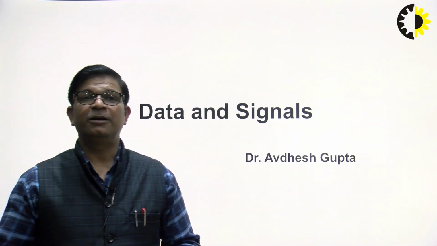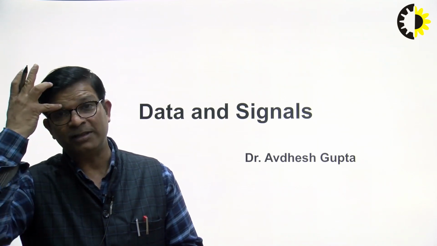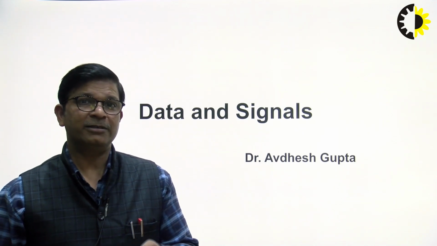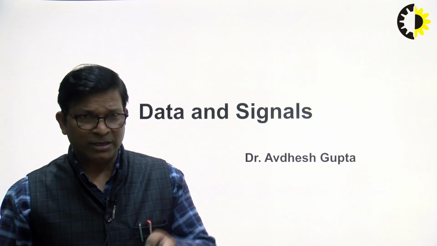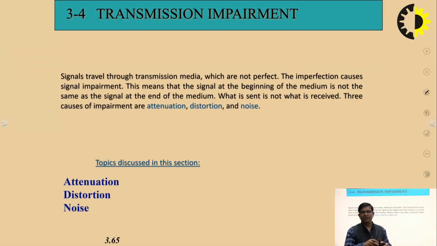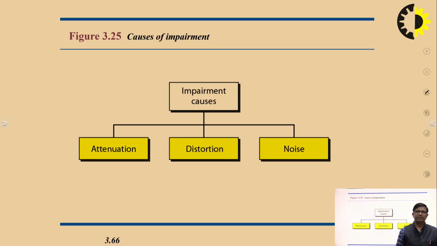So data and signal. In the last lecture, we have already discussed the different types of signals, analog and digital signals. In this lecture, we will discuss the various noises, the various types of changes in the signal that can happen during data transmission. If we are sending something and you are not receiving exactly the same signal, it means there is some disturbance in the signal. There are various types of disturbances in signal that can be understood by attenuation, distortion and noise. First we will discuss attenuation, then distortion and noise. These three are the impairment causes: attenuation, distortion and noise.